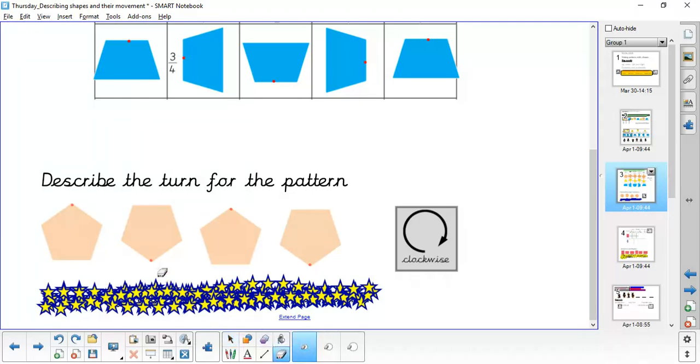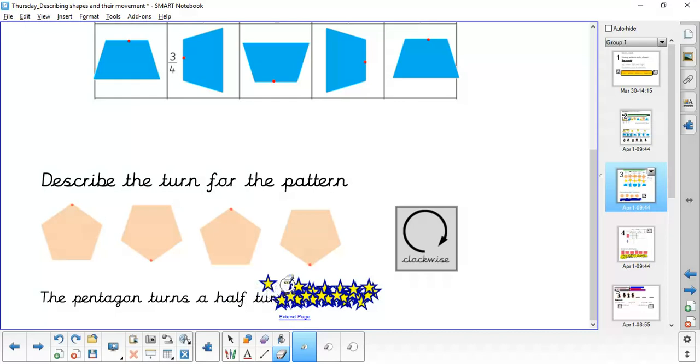Okay, so if we were going to describe the turn for the pattern, it might be written something like this. The pentagon turns a half turn each time. The pentagon is turning a half turn each time, and if we wanted to be really challenging in our writing, we would use the word clockwise. So the pentagon turns a half turn clockwise each time.